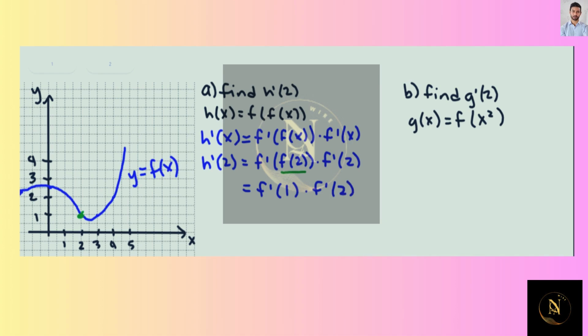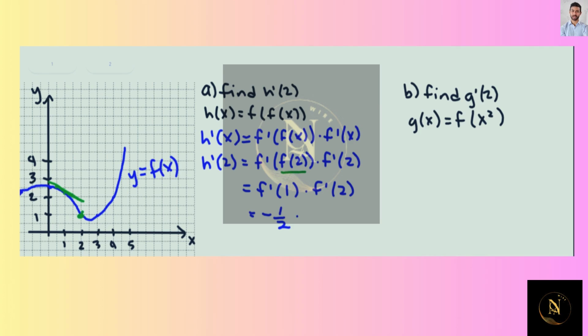So f prime of 1, the derivative at 1, is the slope of the tangent line at that point. And f prime of 2 is the slope of the tangent line at that point. So let's find x equals 1, and let's imagine a tangent line drawn in there. Okay, I could imagine that that line has a slope of roughly -1/2. So f prime of 1 is about -1/2. It might not be exactly that. That's my rough estimate.